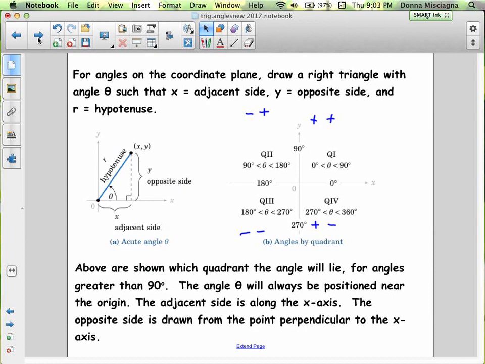And the opposite is drawn. Sorry, the opposite is drawn. Let me show you where I am in the notes. The opposite side is drawn from a point perpendicular to the x-axis. All right, so we can draw angles on our coordinate plane.